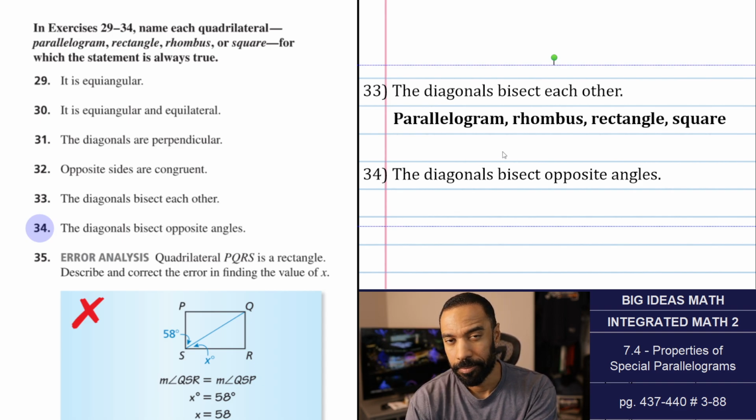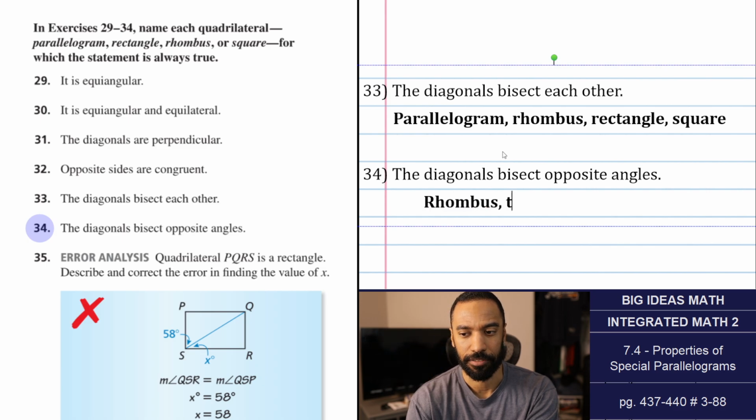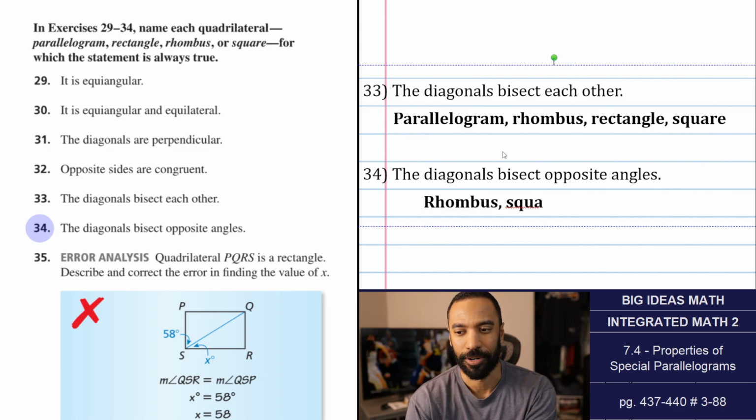Not a parallelogram, not a rectangle. Rhombus, yes, therefore square. I was going to put therefore.